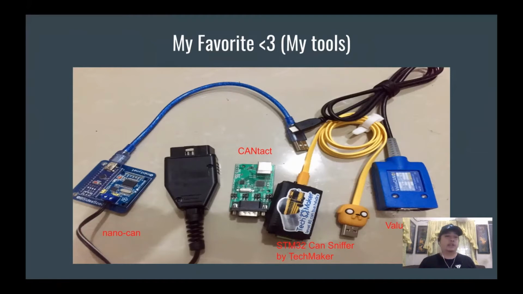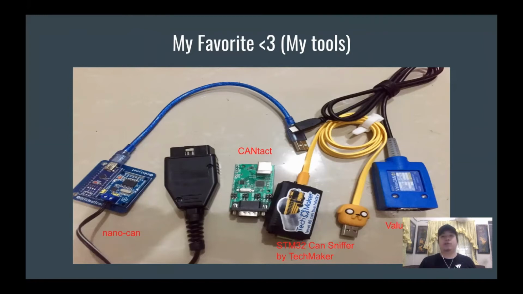So we have a NanoCAN, we have a CANtact. For NanoCAN, you just need a PCB that Mintonet and I are actually giving out, and some of his friends as well. You just need an Arduino Nano and an MCP2515. And just for $5, you could already build your own CAN hacking tool. For CANtact, it costs, I think, $80, so I bought this one from DEF CON. And then the STM32 CAN Sniffer by TechMaker. They're gonna open source this tool soon. And in fact, I got this for free from them because they're one of my friends.